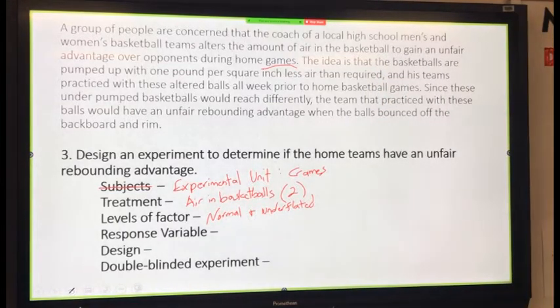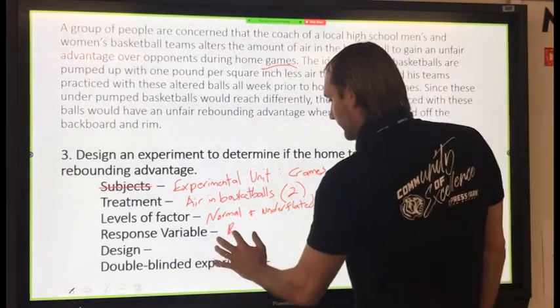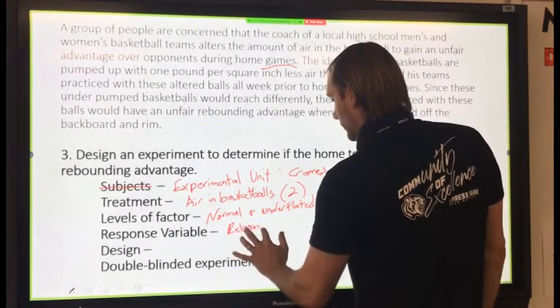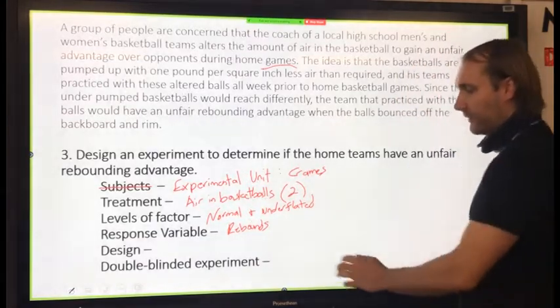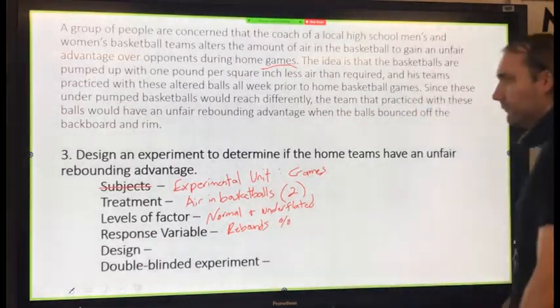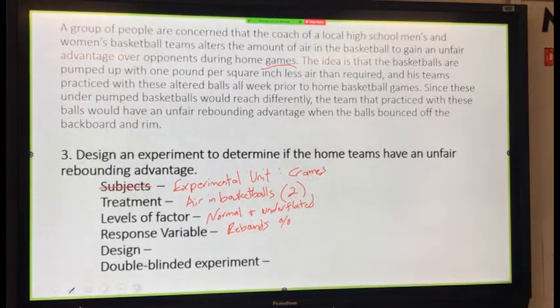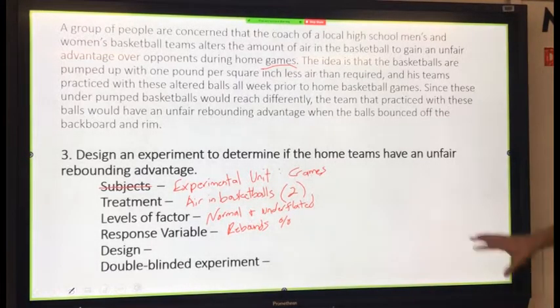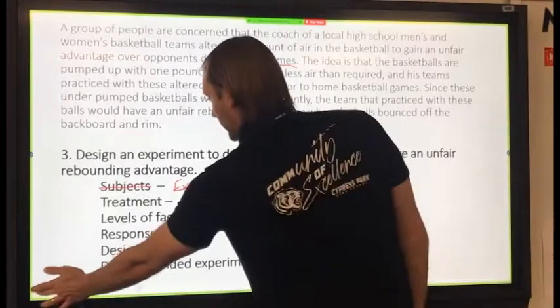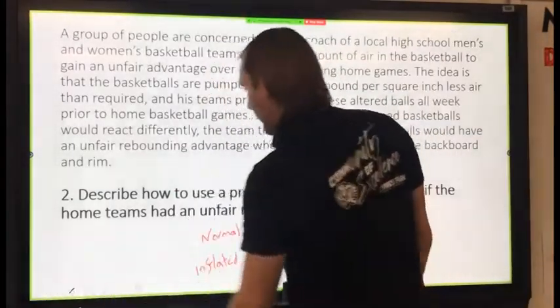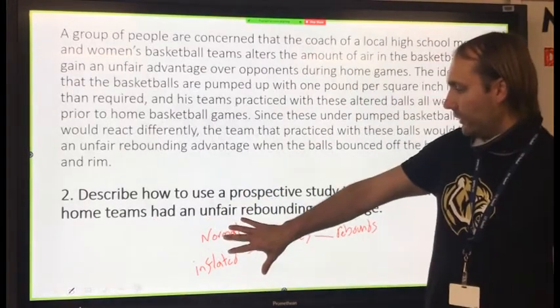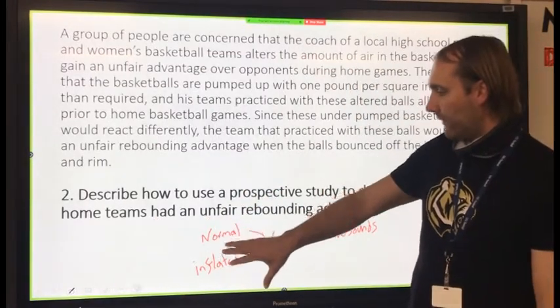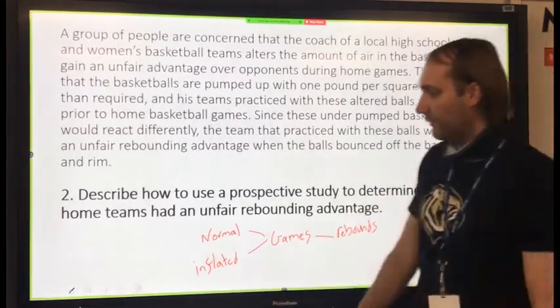What is my response variable? Rebounds. Rebounds, probably rebound percentages, right? Compare the home team versus the away team. And let's see, let's design this. So I think I've designed it in the previous one, actually. So we have games, and then we're going to randomly choose which games we're going to have normal balls and underinflated balls, and then we're going to look at the rebound percentage.